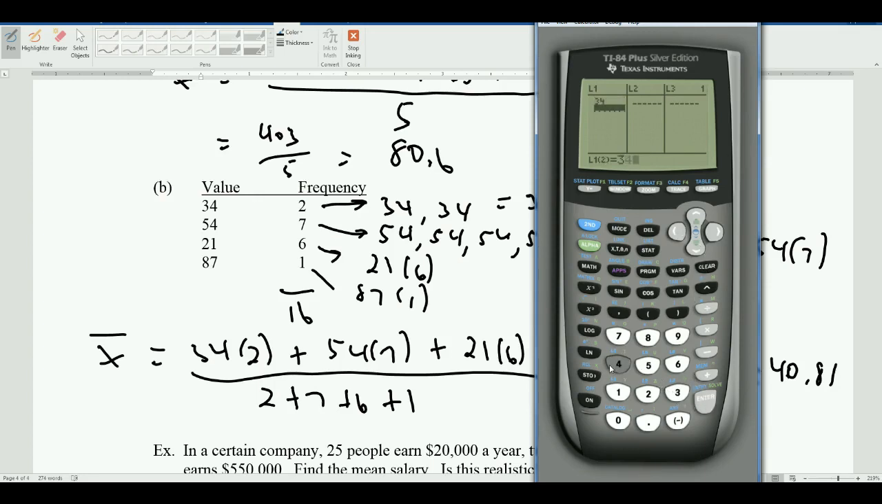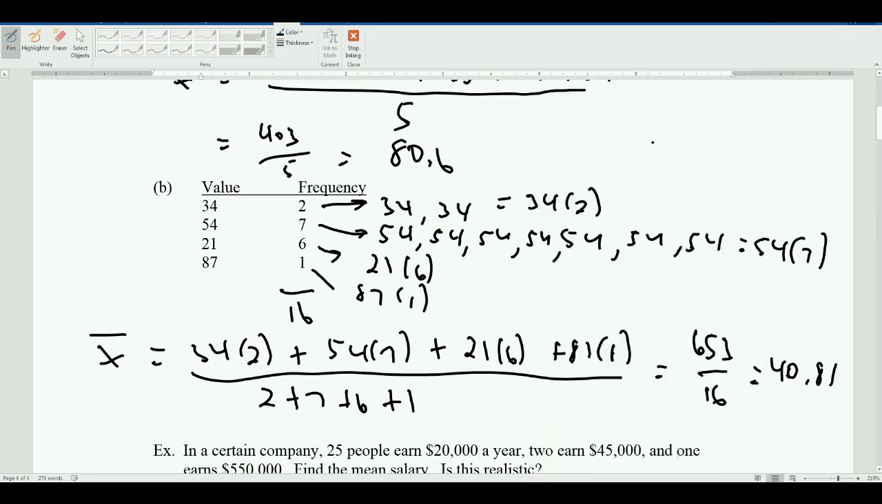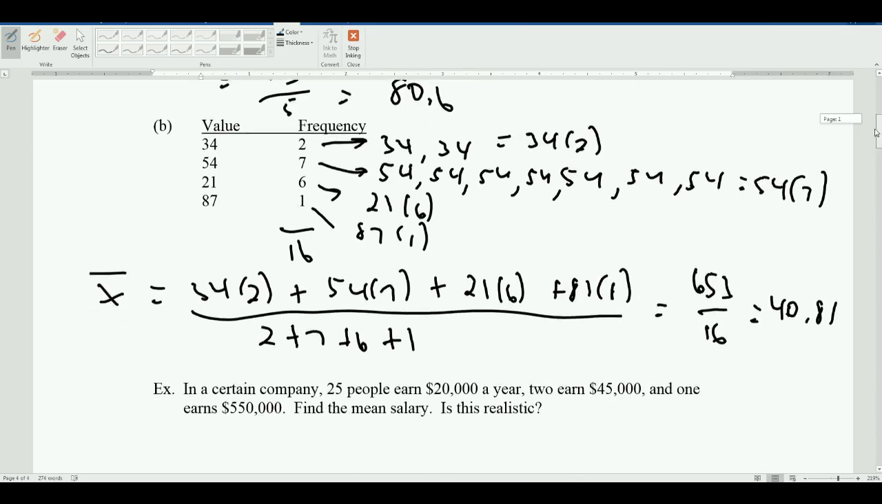$34, enter, $34, enter, and then so on, so on, so on. I don't want to do it all, but you get the idea. Hopefully. If you don't, do it by hand. Can't go wrong with by hand.